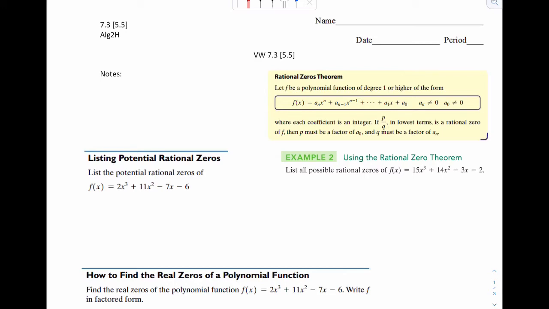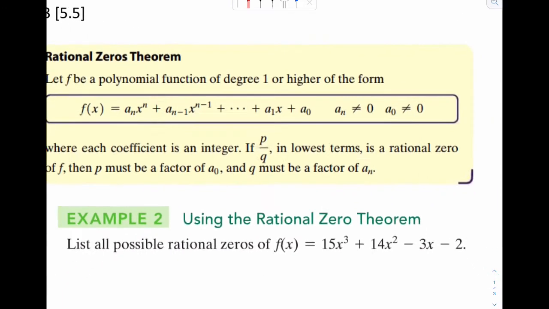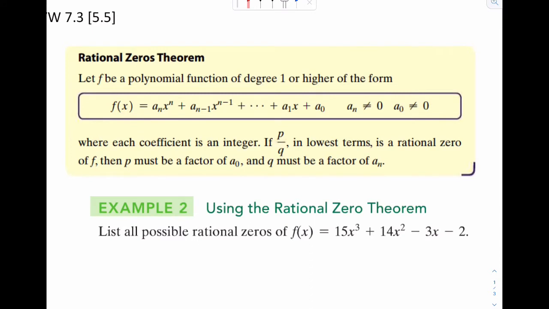Welcome to VW 7.3. Today we're going to be talking about this theorem right here, the irrational zeros theorem. So this is straight from your book. It says let f be a polynomial function of degree 1 or higher, and this is just some generic way to write any polynomial function.